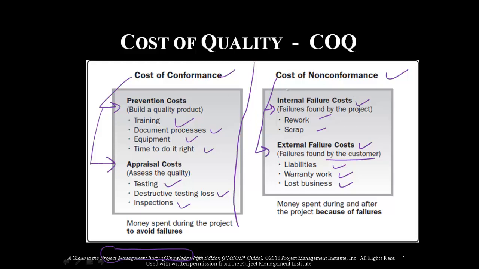In the exam you may find a question which says, which of the following is an example of cost of conformance. They will give you examples like training, rework, scrap, liability. So training is cost of conformance. Similarly, sometimes they may ask which of the following is not a part of appraisal cost. They can give you examples like testing, destructive testing, inspection, and one of them they can give you scrap. We know that scrap is an internal failure cost, so it is not the appraisal cost.